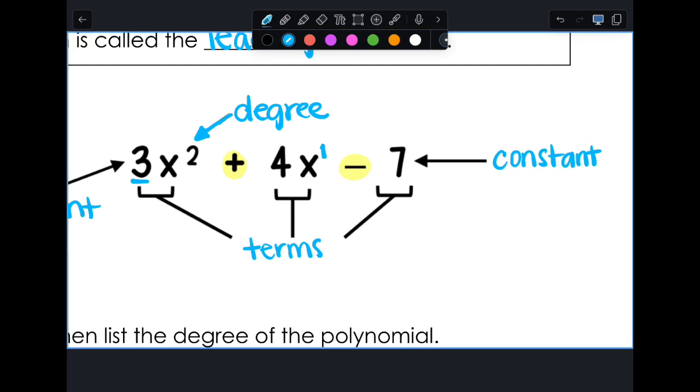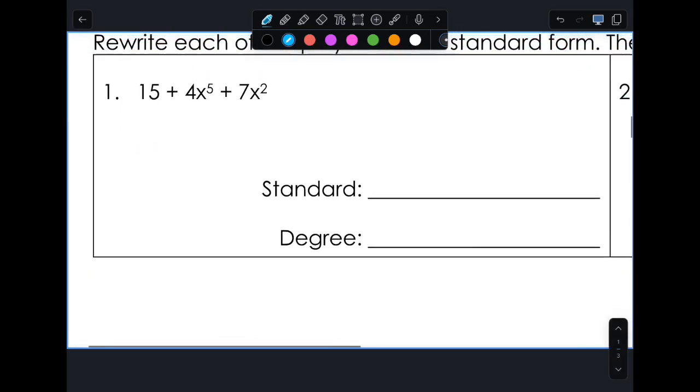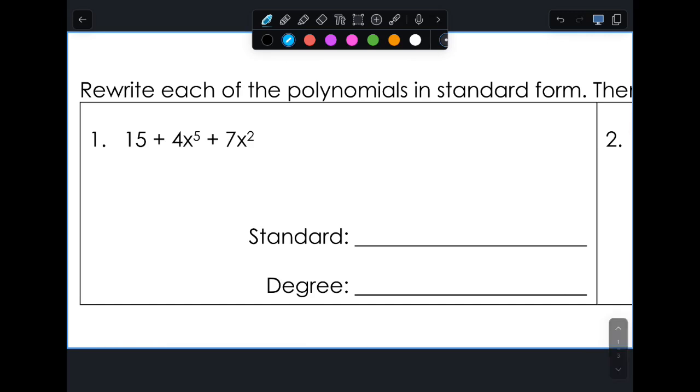So for number 1 and 2, what they want us to do is rewrite each of the polynomials in standard form. Remember, to write in standard form, you're going to write your terms in descending order with the highest exponent first. So if you look at number 1, which term has the highest exponent? So 4x to the power of 5. Then what comes next? 7x to the power of 2, and then 15.